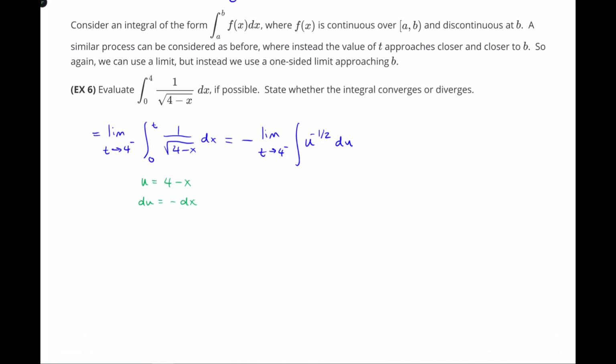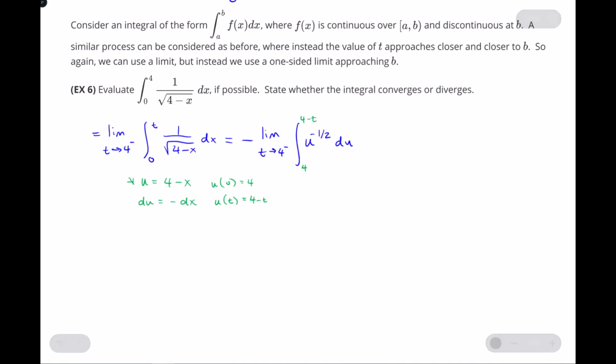I also need to change the endpoints of integration. Now, this is not often something that instructors require students to do. However, I do think that it's very important, and it's really rather easy to do. So u is a function, and what I need to do is take the endpoints, which are values of x, and change them into values of u through this transformation. So essentially, I would just take u and evaluate it at the lower endpoint, 0. So 4 minus 0 is 4, so this new endpoint is going to be 4. And then u of the upper endpoint, which is t, would be 4 minus t.